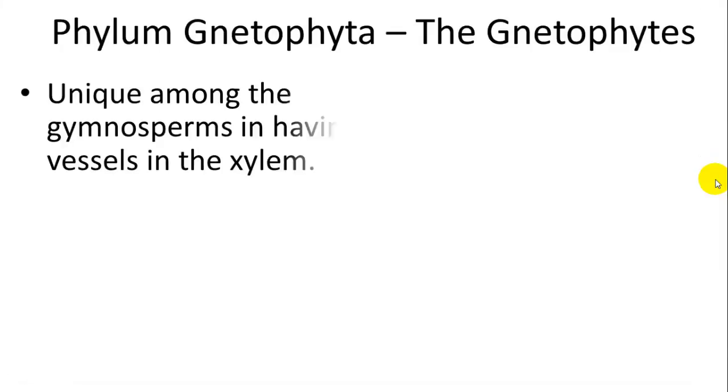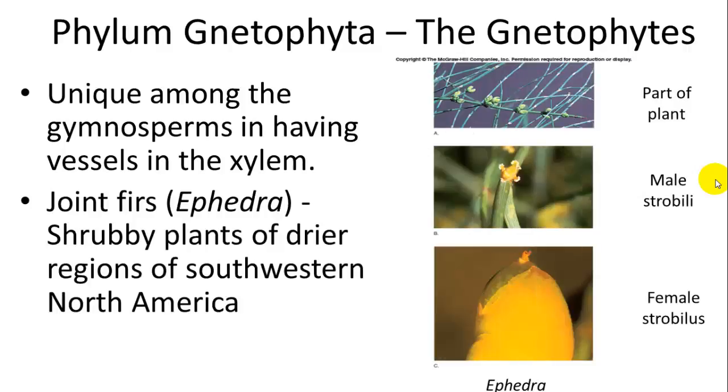All right, the gnetophytes. These are interesting. They have vessels in the xylem, so they're unique in that respect. The other ones do not. They just have tracheids. They have joint firs, which are of the genus Ephedra. You may have heard of this. This is what makes Mormon tea. So the Saints, as they went across the Mormon Trail, would gather this and make it into tea. And I have tried it, and it is gross. So this is the plant, it makes these green stalks, and here's the male strobili, here's the female strobilus.